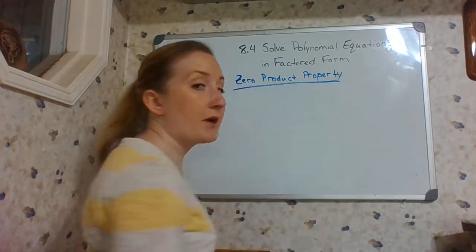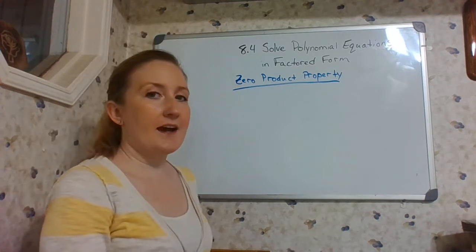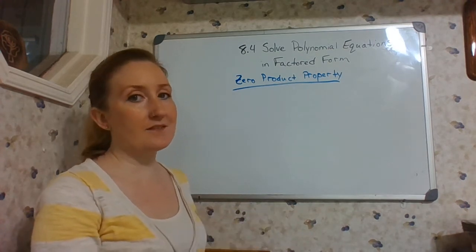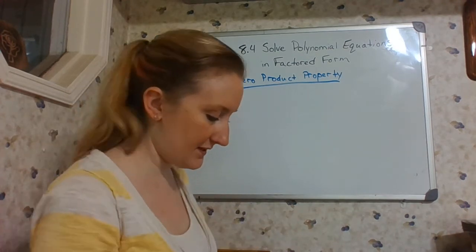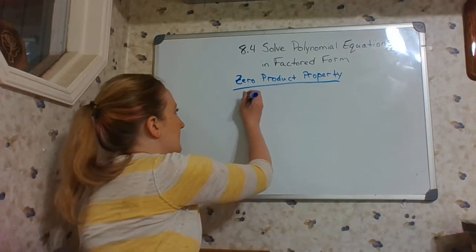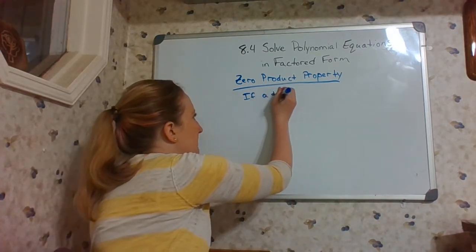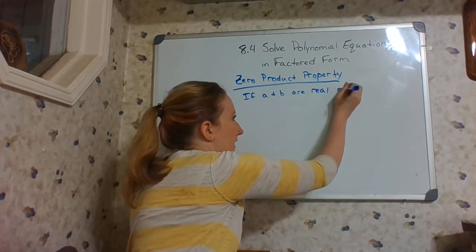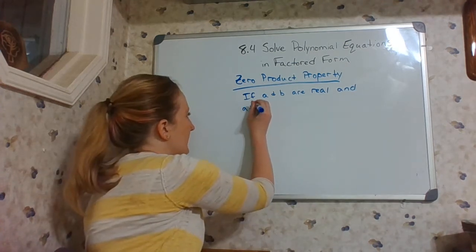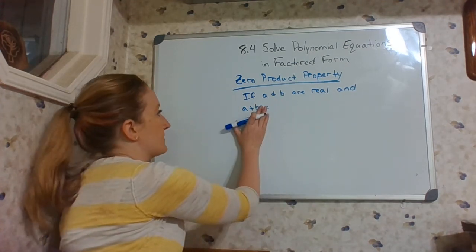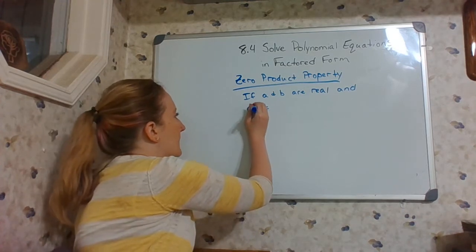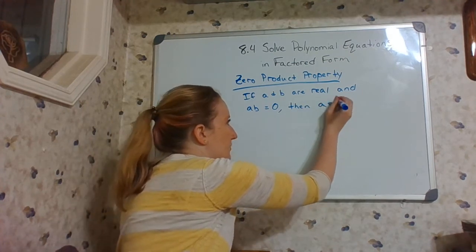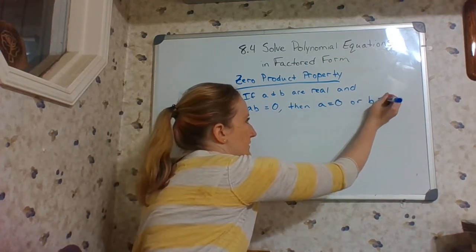So, the zero product property states that if any two numbers are multiplied together to equal 0, one of those numbers has to be 0. So it looks like this. If A and B are real numbers and A times B is equal to 0, then A equals 0 or B equals 0.